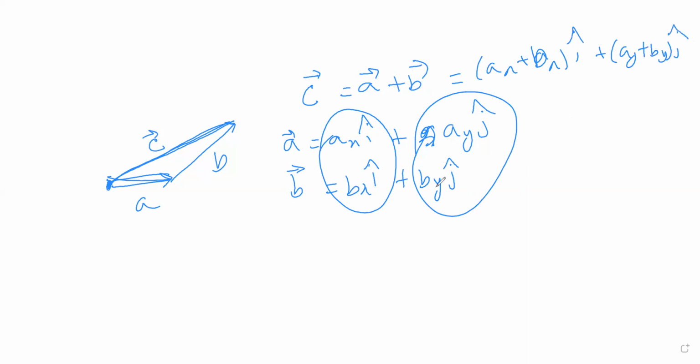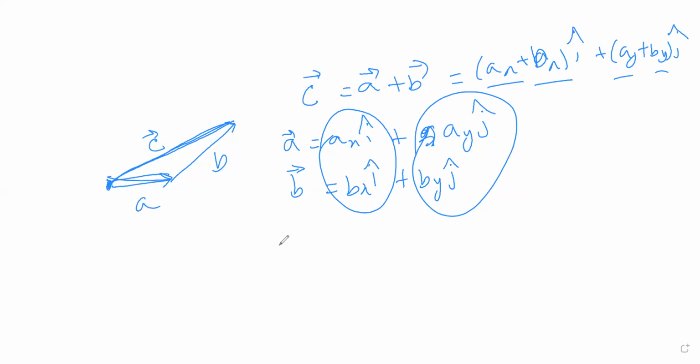Why? Because if we have 2 apples, 3 oranges, and your friend has 4 apples, 6 oranges, how many apples will there be? How many fruits will there be? You can say 2 plus 4, 6 apples, and 3 plus 6, 9 oranges. You cannot add apples with oranges. So that means you have to use X component with X, Y with Y.